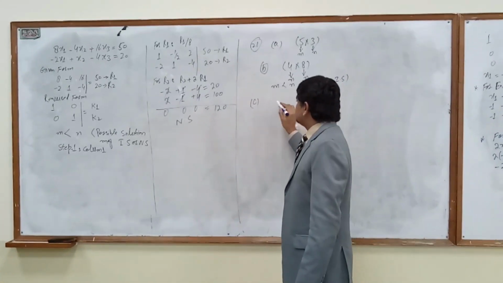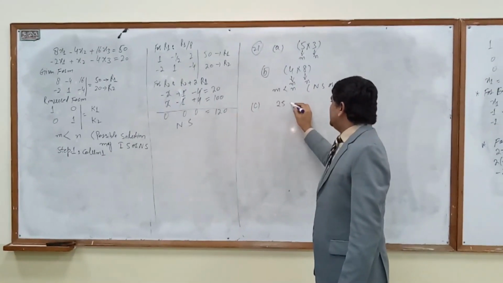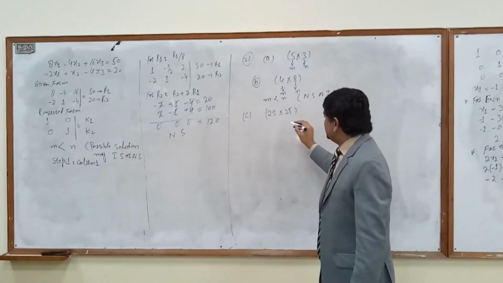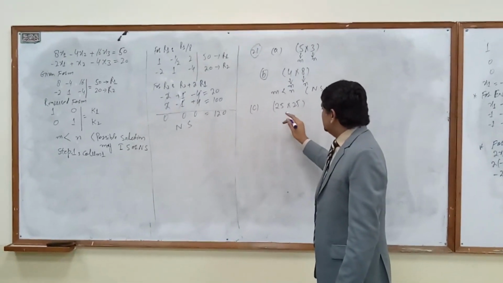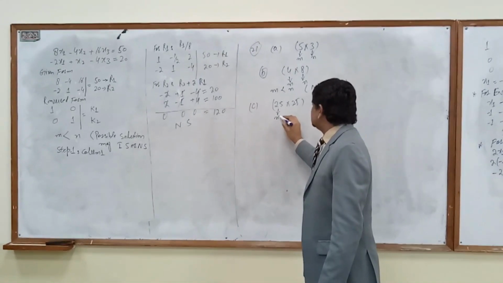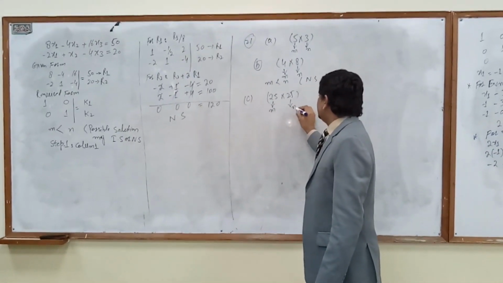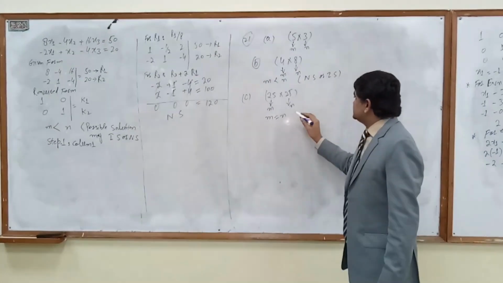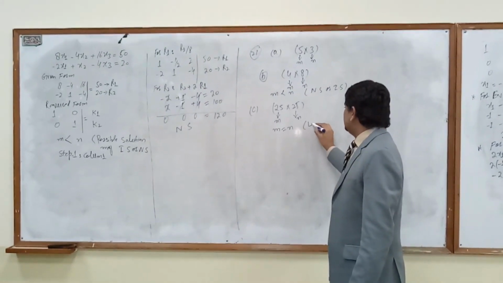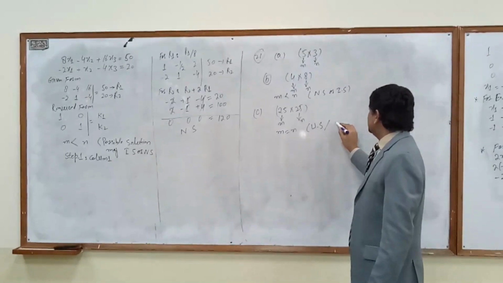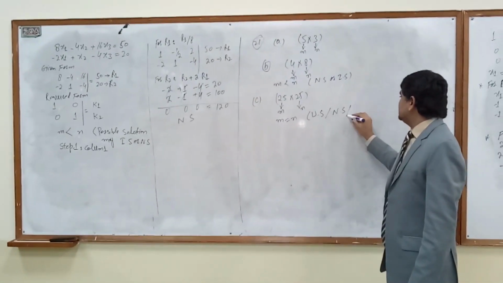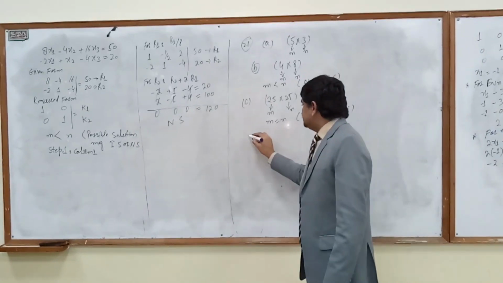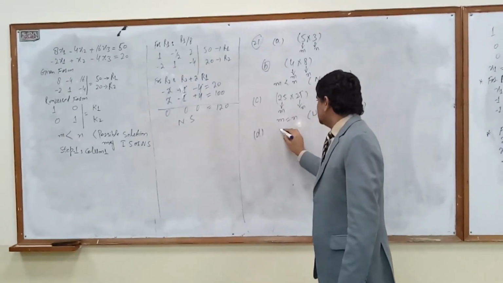Part C, 25 by 25. The order is 25 by 25. M is equal to n. There might be a unique solution, there might be no solution or infinite solution. Part D is 100 by 75. So m is greater than n. There might be a unique solution, no solution or infinite solution.